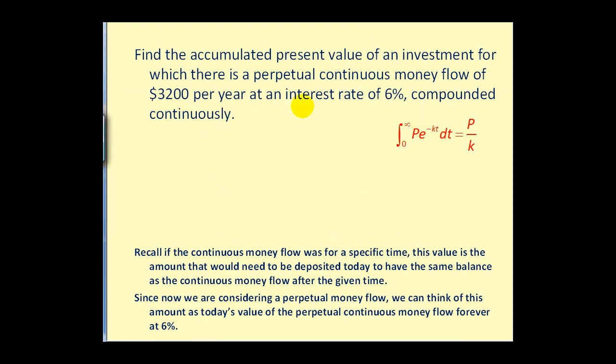So if we want to find the accumulated present value of an investment for which there is a perpetual continuous money flow of $3,200 per year at an interest rate of 6% compounded continuously, we can just take P, $3,200, and divide by K, which is 6% as a decimal, and this is approximately $53,333.33. Since we are now considering a perpetual money flow, we can think of this amount as today's value of the perpetual continuous money flow at 6%.